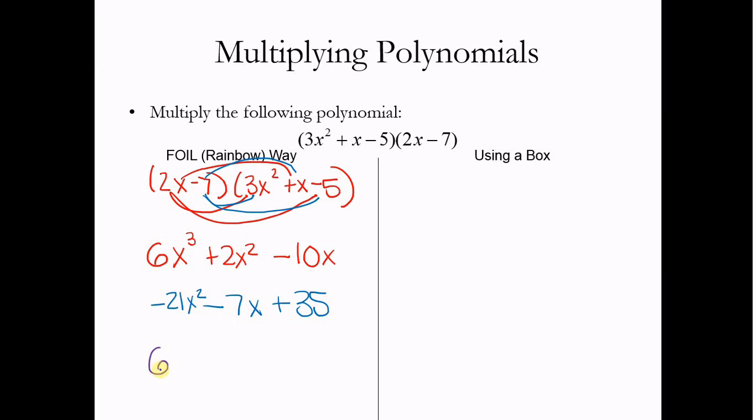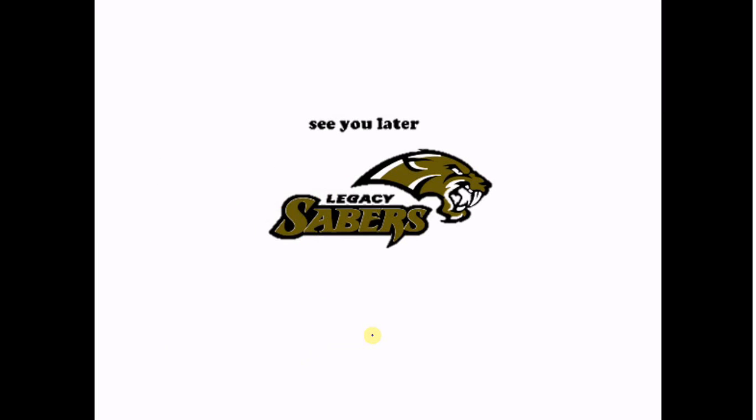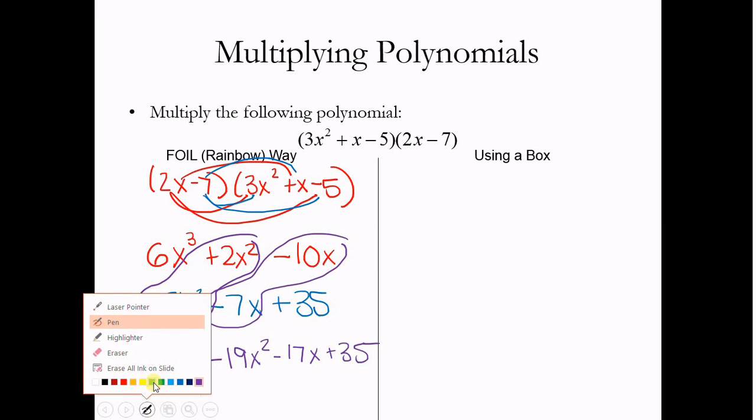6x cubed is alone, so it's just going to stay there. I have some x squared, so that's combined together. So I have 2x squared and a negative 21. 2 minus 21, that's negative 19x squared. I have some x's to combine together. Negative 10, negative 7, negative 17x, and then we have plus 35 hanging out. Alright, so that's the final answer. That's what we should get using the box too.